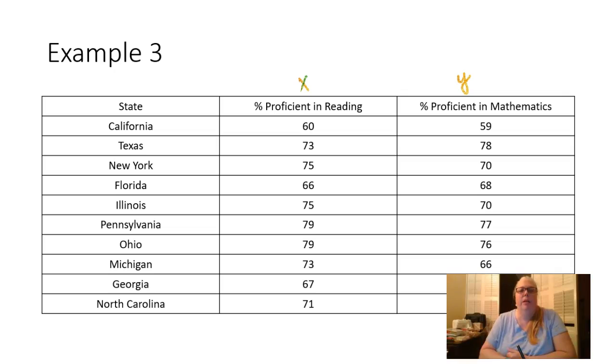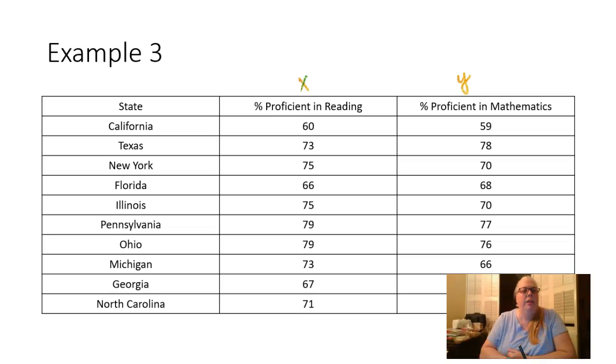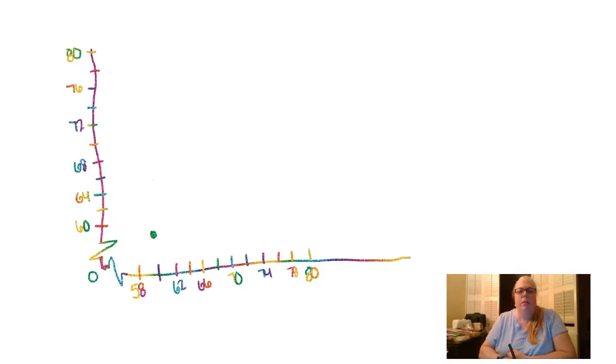Okay, let's back up here. The first ordered pair I have is 60 and 59. All right, so 60 is right here, and 59 is going to be slightly below my 60 right here. And then my next point I'm going to plot is at 73 and 78. All right, so I'm going to come out here. This is 72, so 73 is going to be right in here. And 78 is right in here, right by the 78 line right there. Okay, and now I'm going to put all the rest of the dots on here.